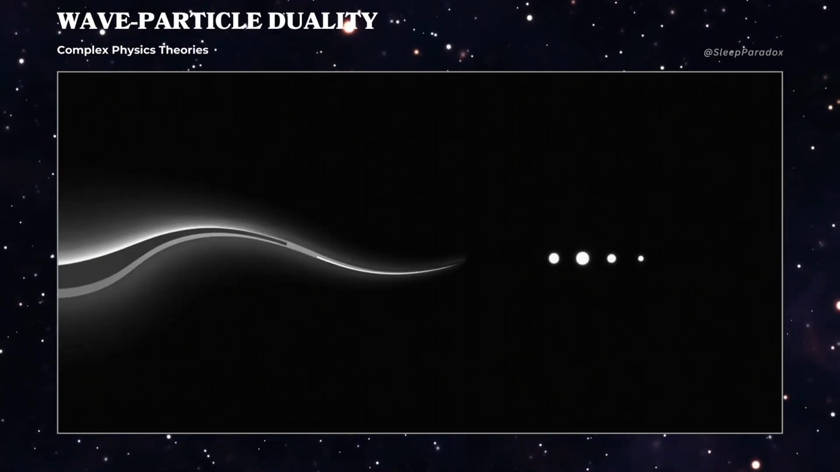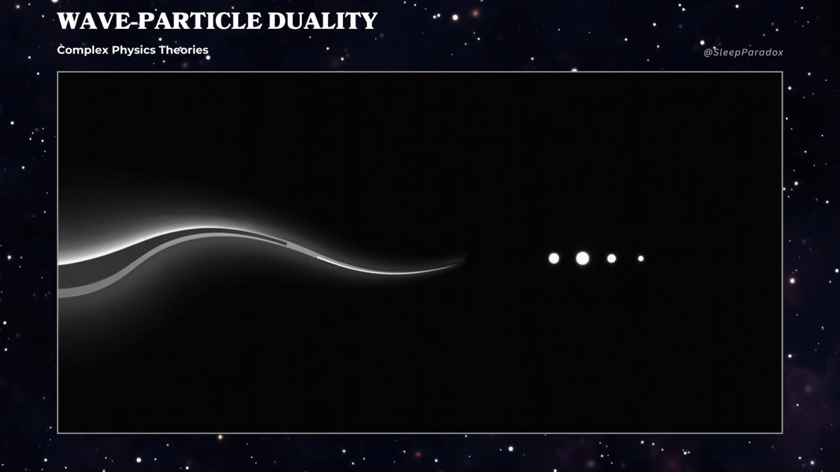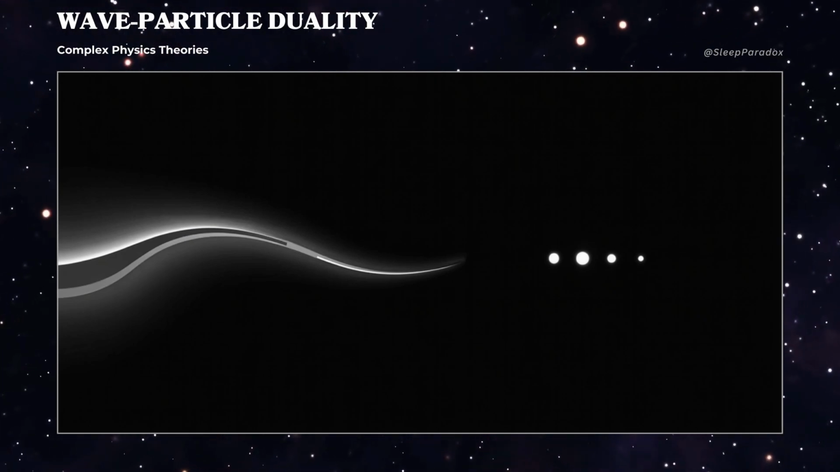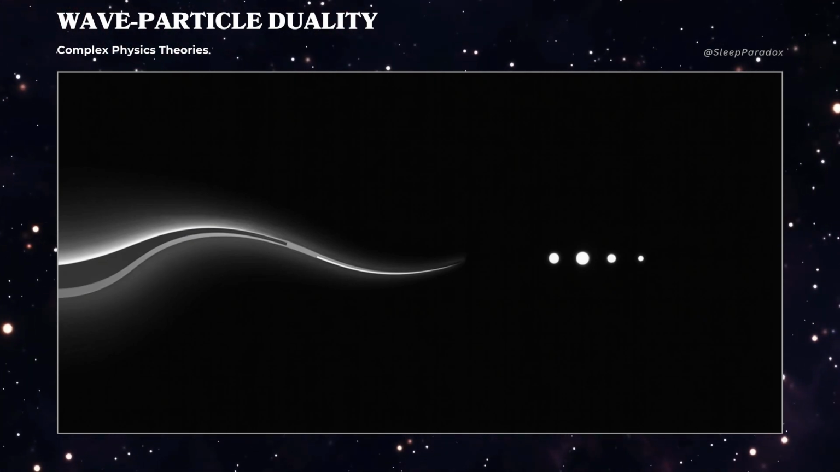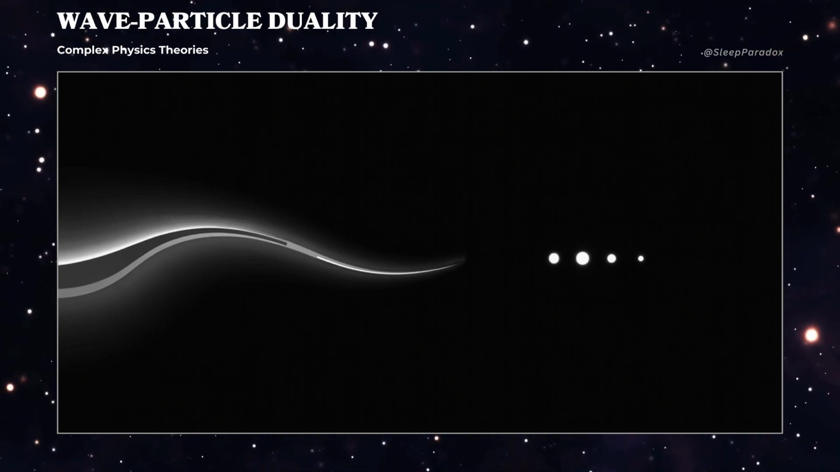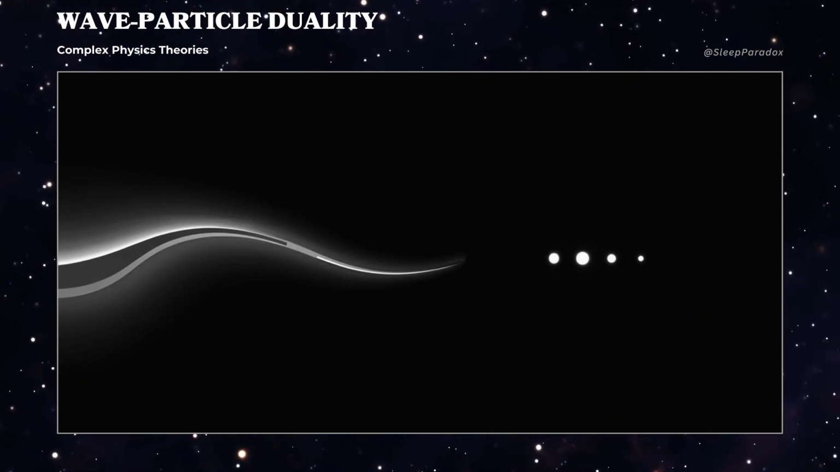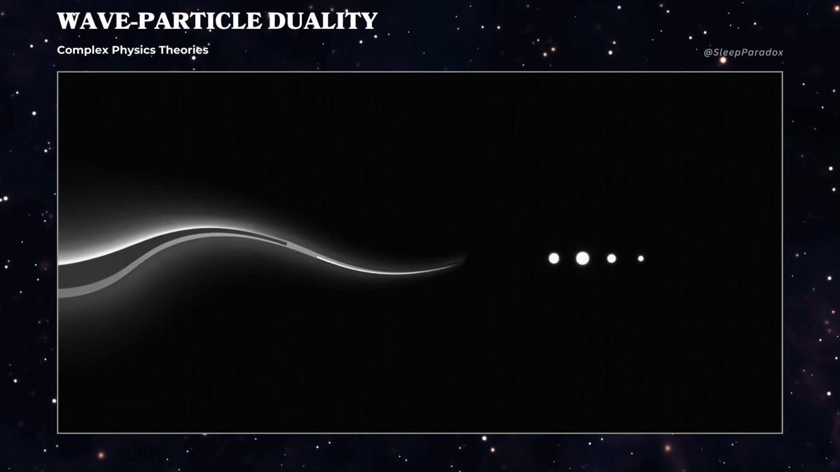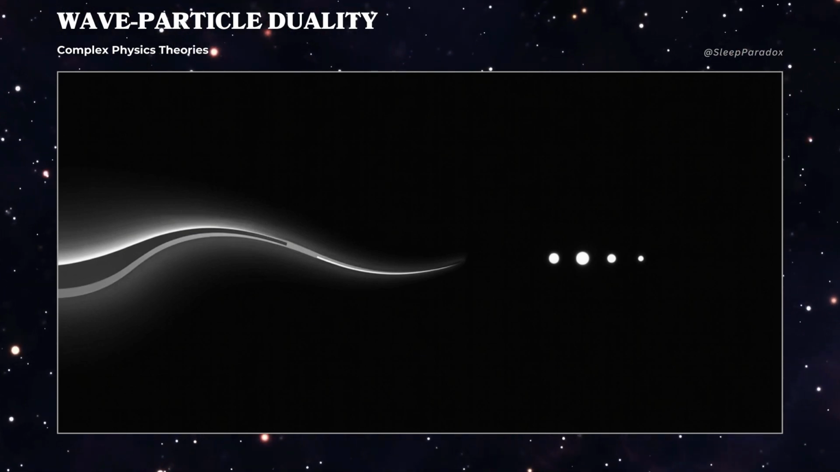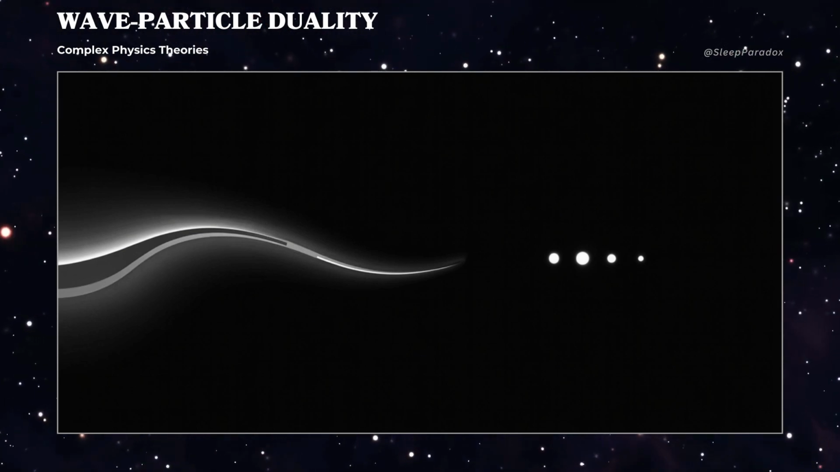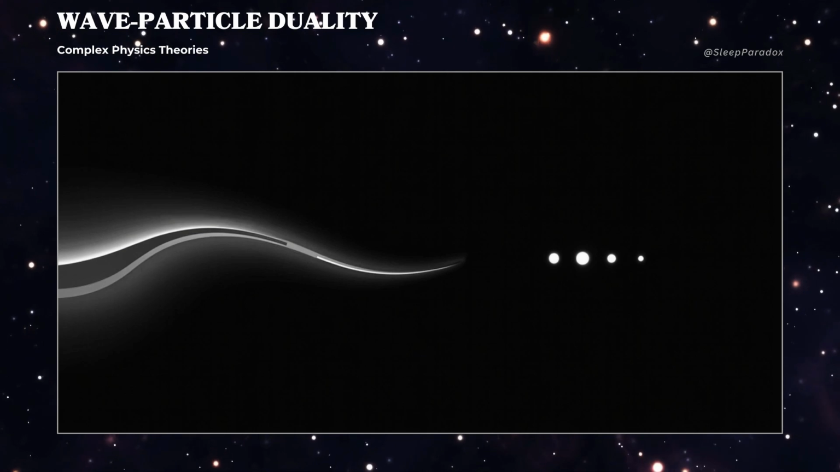Wave-particle duality. Wave-particle duality is one of the most surprising and important discoveries in modern physics. It tells us that light and matter don't behave purely like particles, and they don't behave purely like waves either. Instead, they behave like both, depending on how we observe them.